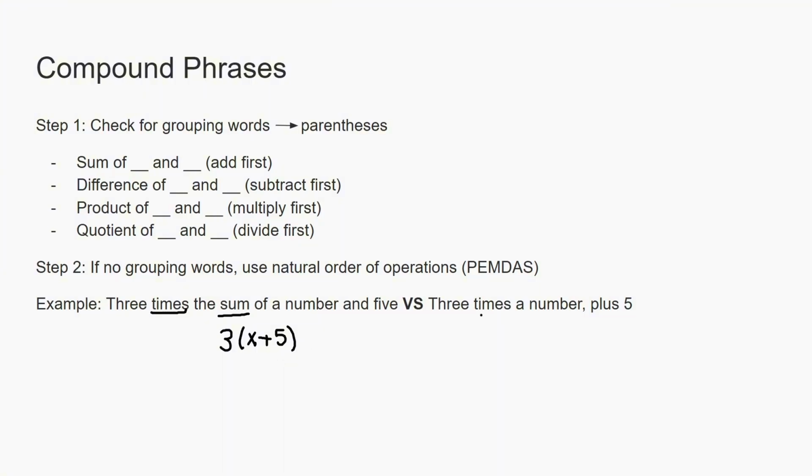Now we have 3 times a number plus 5. We have times as a keyword and we have plus as a keyword. As you can see, there are no grouping words here. So we go in the order of PEMDAS. We do multiplication before addition in this case. So 3 times the number becomes 3x. And then we plus 5 at the end, which is plus 5. As you can see, the difference in words makes a different expression. So the first one, because of the grouping word, we have to do addition first. And for this one, because there are no grouping words, we do the order of PEMDAS.